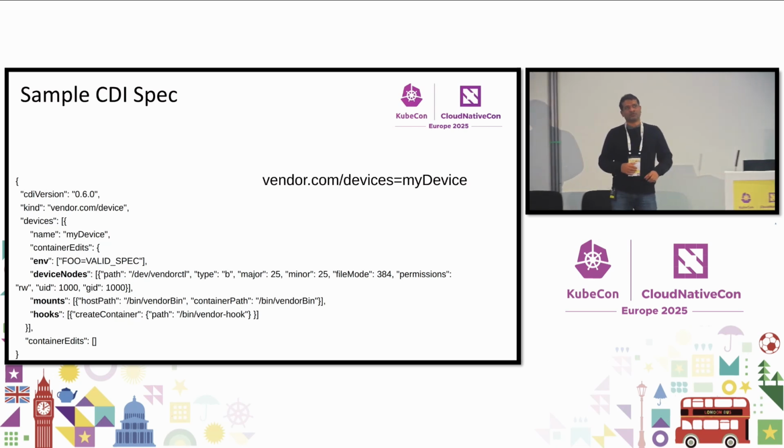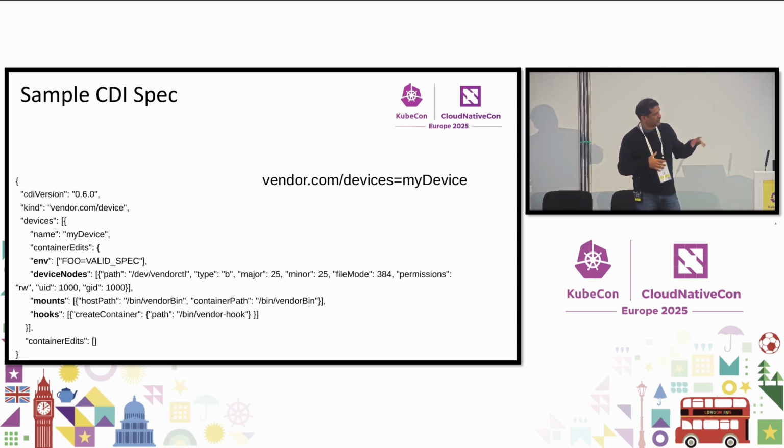I'm not sure. If you execute, for example, you're talking about an OCI hook, right? Why can't I just execute the OCI hook? Yeah, definitely. This is how we do it without CDI. But then you are responsible for making sure that you are executing the right hook.